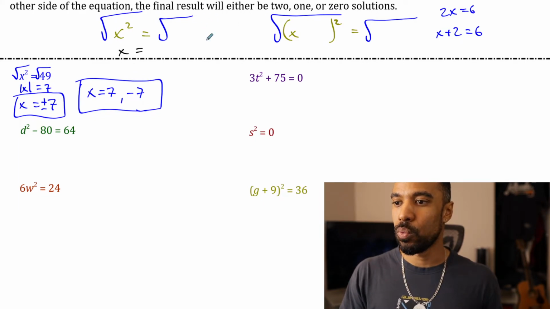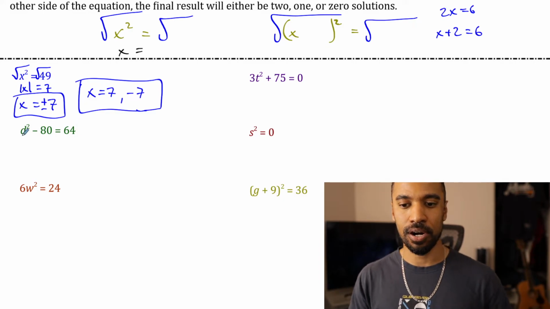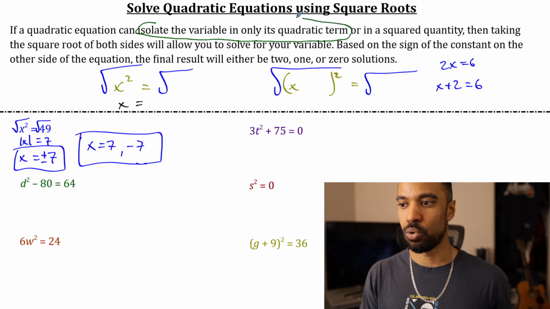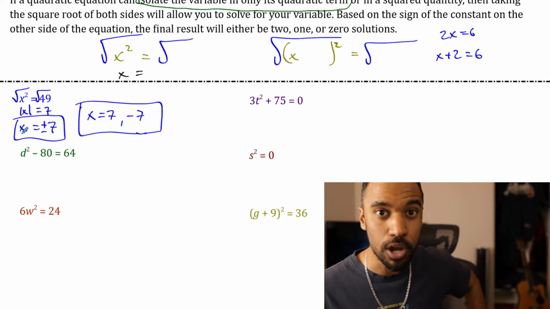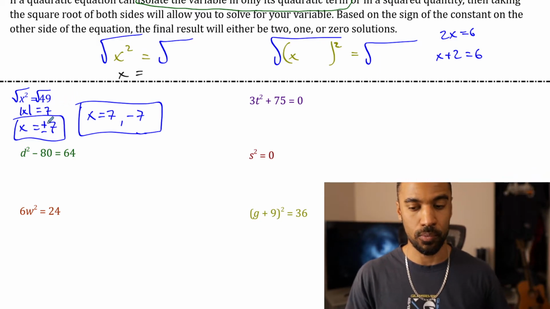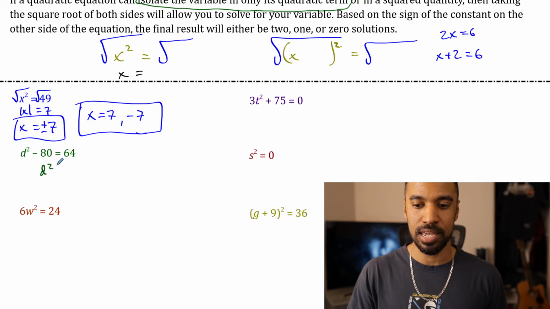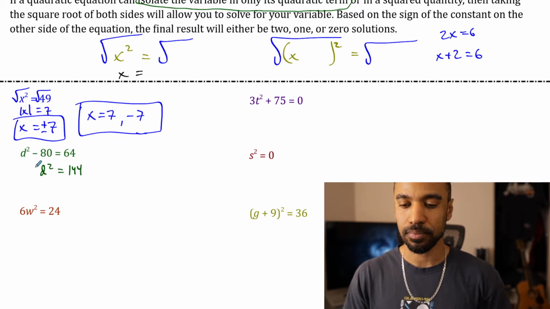All right, here's a second example now: d squared minus 80 equals 64. I have to isolate the variable with only its quadratic term on one side. So I've got to get d squared by itself. Notice no other d terms anywhere. If I just add 80 to both sides, I get d squared equals 144. I'm on my way to solving, just like the last problem.